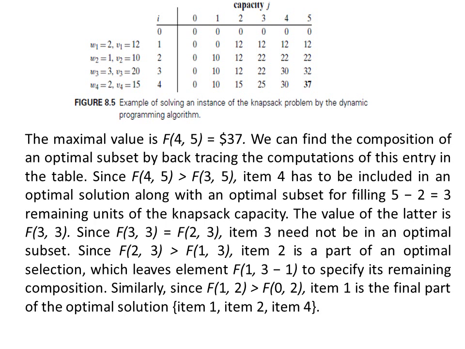So 4 is included. Check in column 3 and move back to the previous value, that is f of 3, 3 and f of 2, 3 we have to check. f of 3, 3 is 22 and f of 2, 3 is also 22. These two values are equal. So item 3 is not included in the optimal solution.